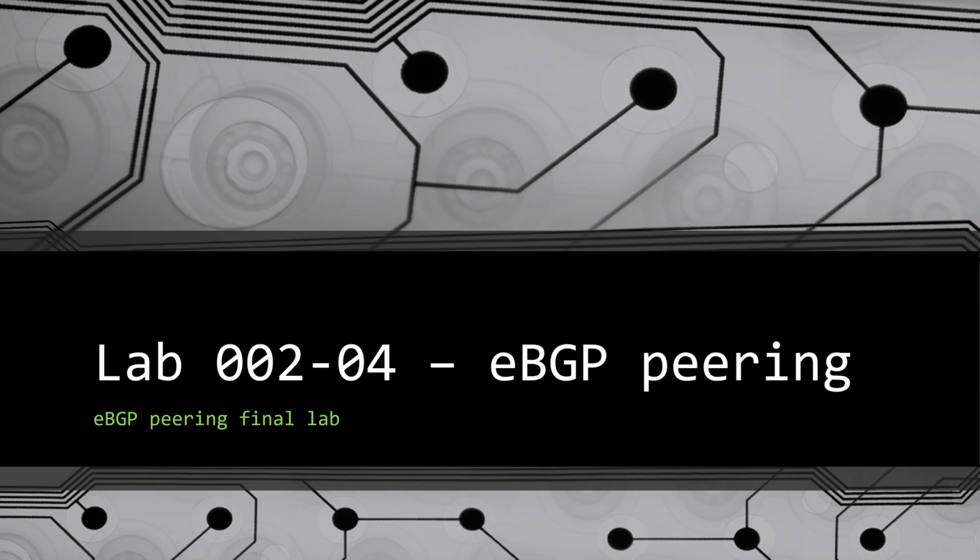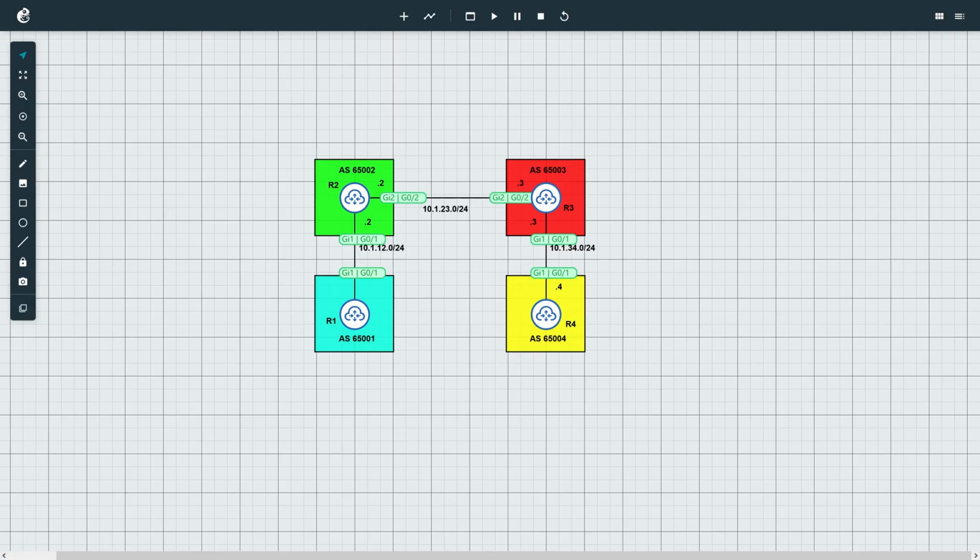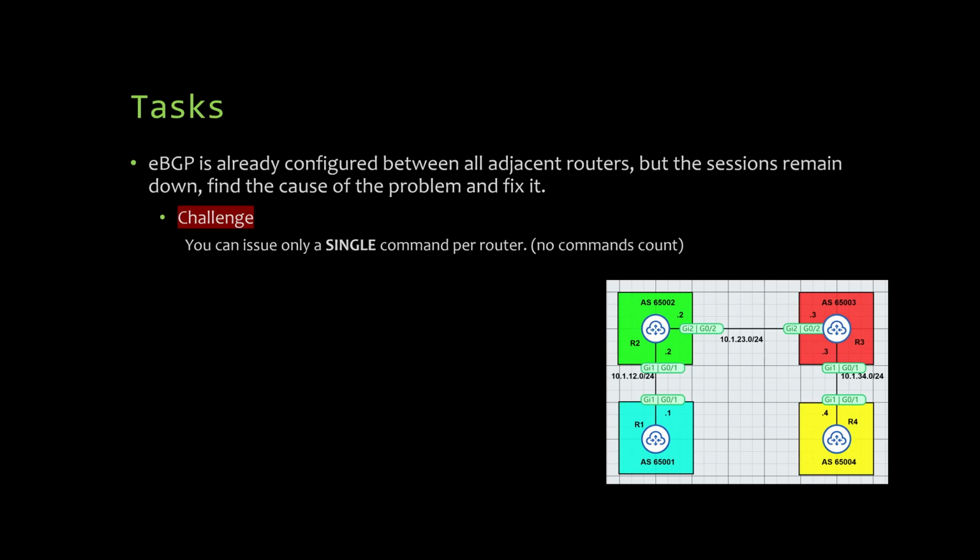In this one we will try to encompass everything we have seen in the previous lesson. We will be working with the same 4 router topology we have seen before. Please replicate it and copy the initial configurations you will find in the description. In this lab BGP is already configured, but the sessions are remaining down. We need to troubleshoot it and fix the problem.